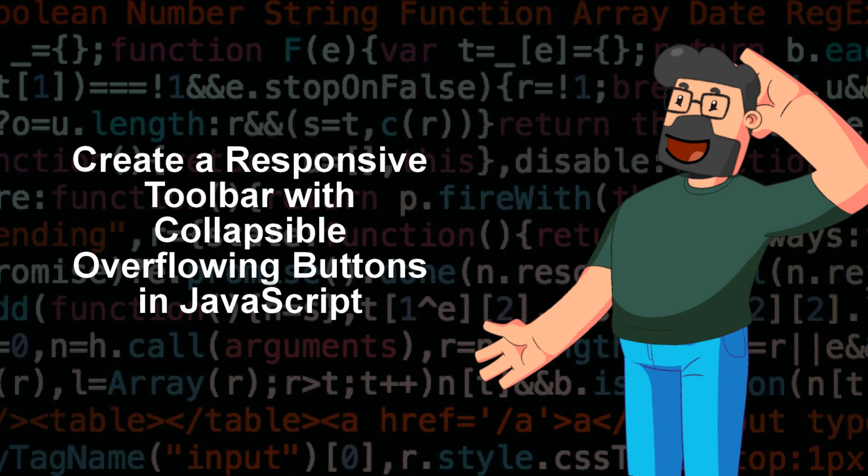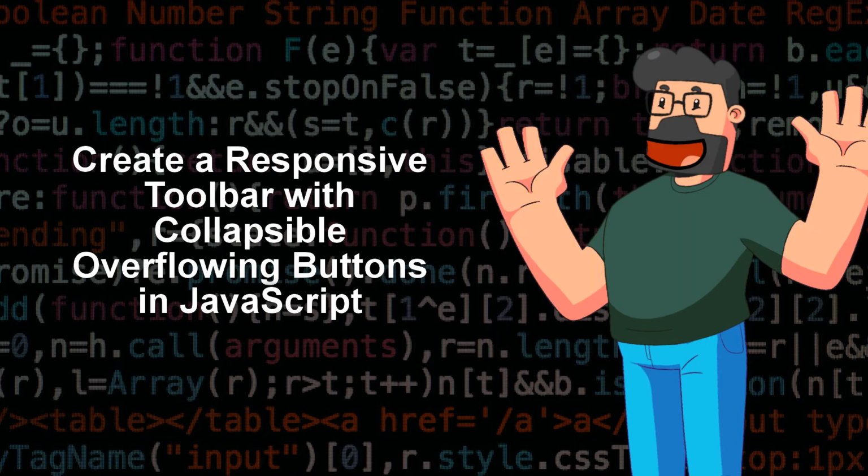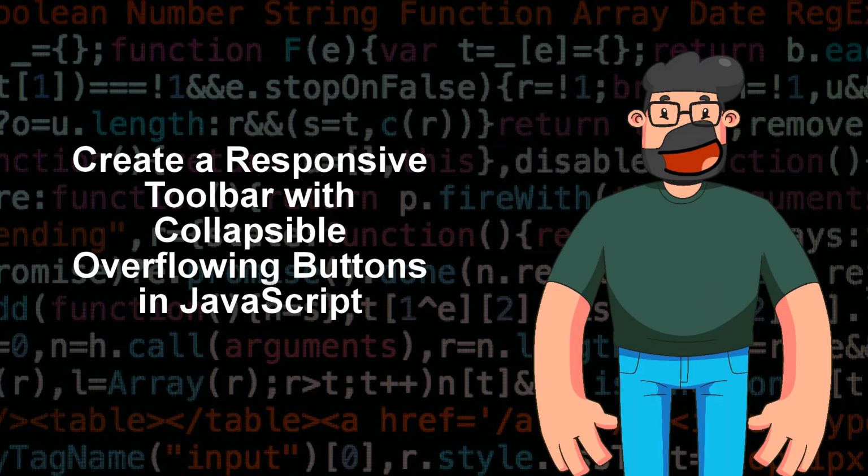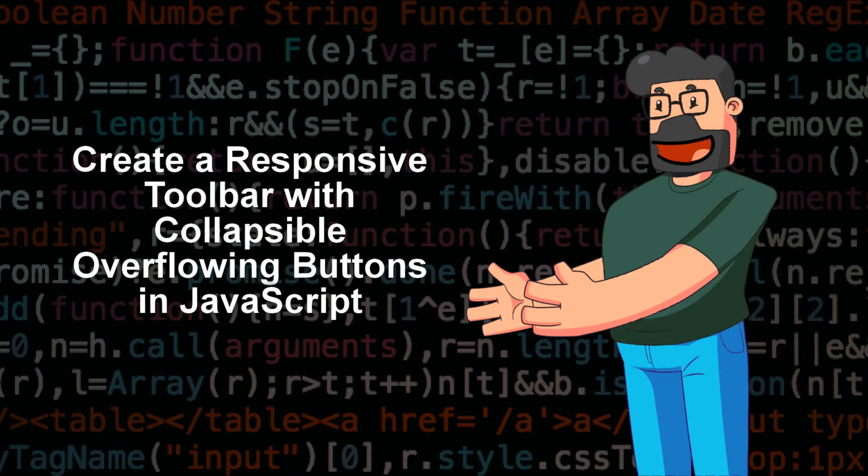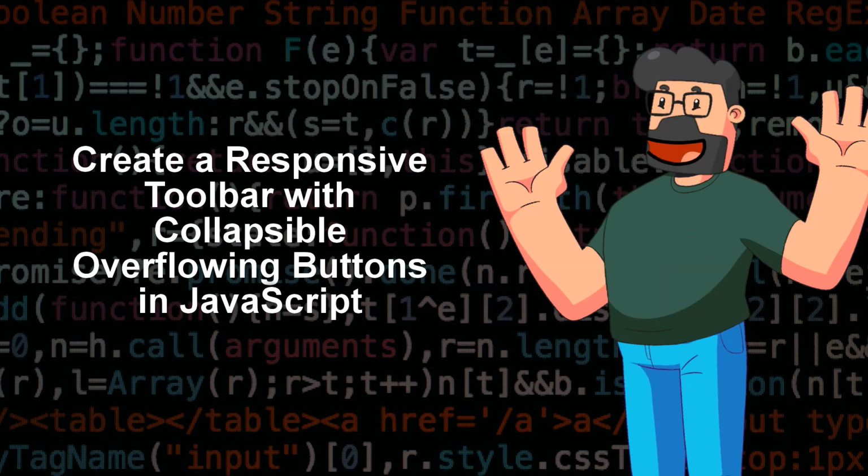We have a situation where we want to create a toolbar for a rich text editor, but we need to handle buttons overflowing the editor's width by hiding them under a more button. This can be a tricky problem to solve, but fear not, we have a solution at hand.